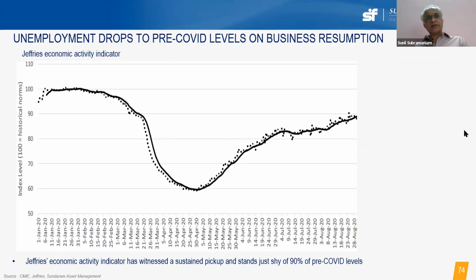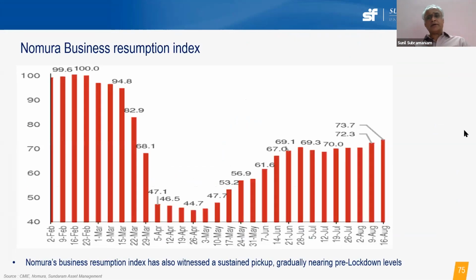So if you then look at unemployment correlated to the business resumption index, right? Jefferies' analysts have created something called an economic activity indicator. And what they are indicating is that we are just shy of 90% of the pre-COVID levels in terms of the recovery in business activity. Nomura, another analyst, predicts that we have reached 105% of the pre-lockdown, but we are still way off from the pre-COVID level seen in January, February, March.